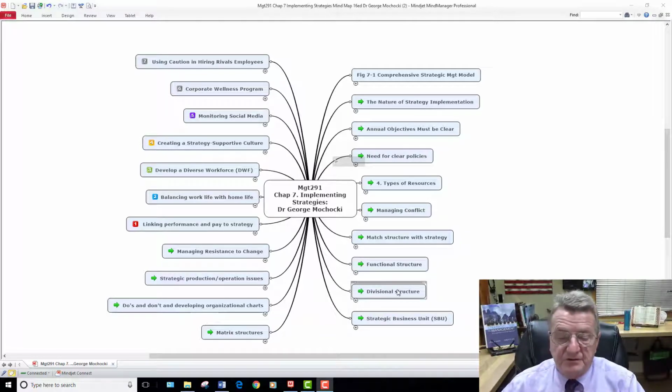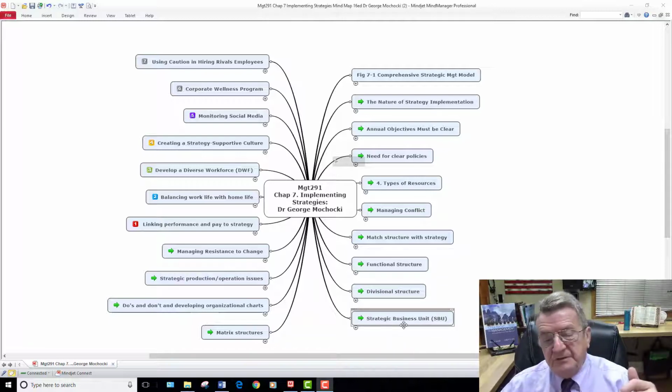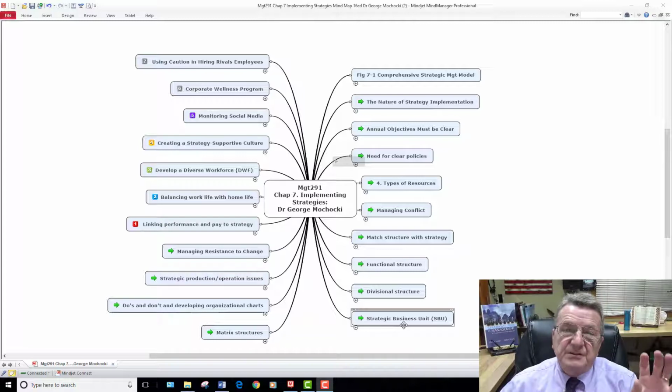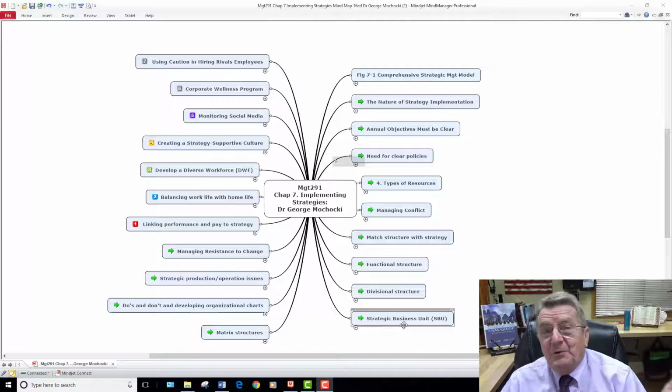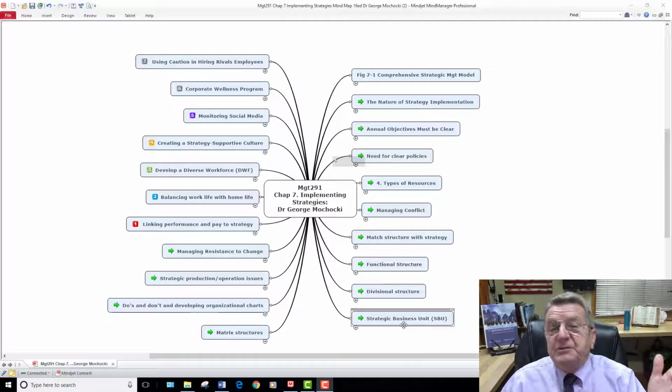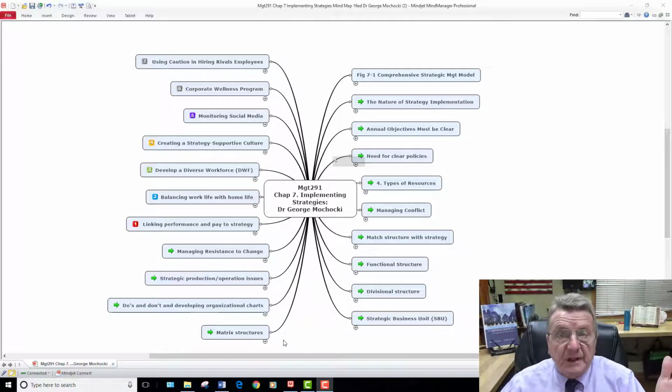Functional structure, divisional structure, there's a real basic from my intro to business classes. Strategic business unit, every division is a standalone unit. Some of you have taken me for entrepreneurship. You may not want to be an entrepreneur, but if you're a manager, you're basically an entrepreneur. You're your own business owner, only within the organization, what we call a strategic business unit. Matrix structures, we've discussed that before in other chapters.